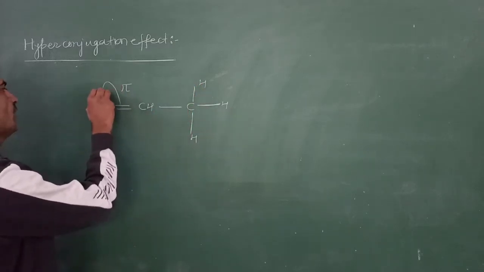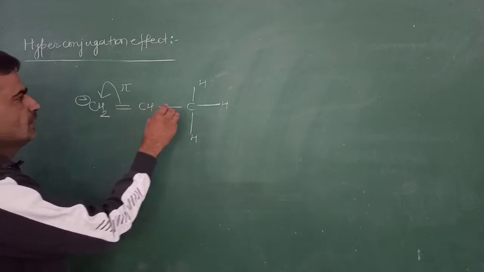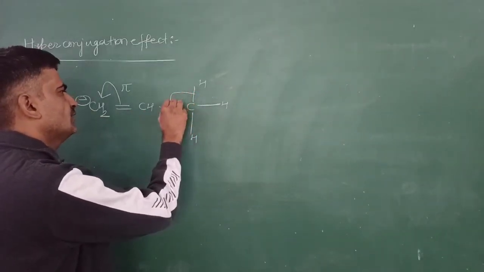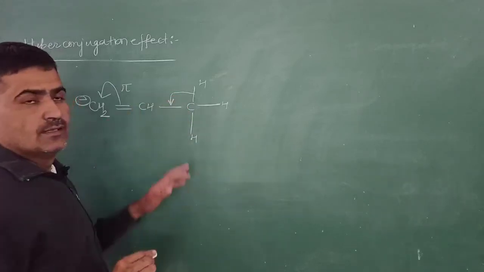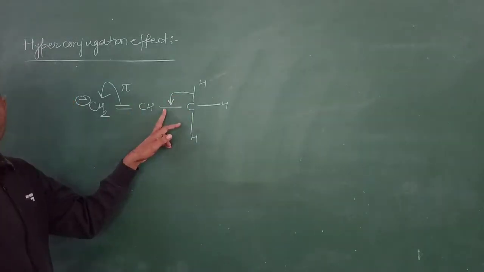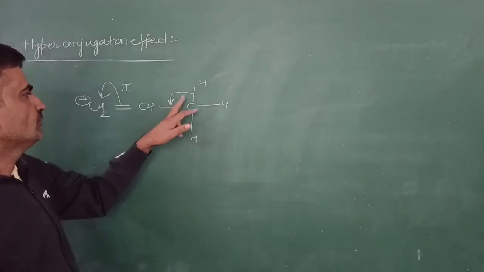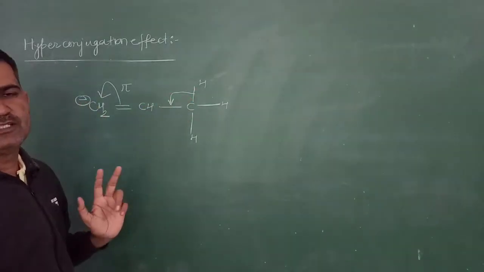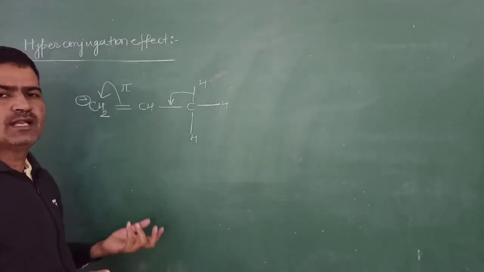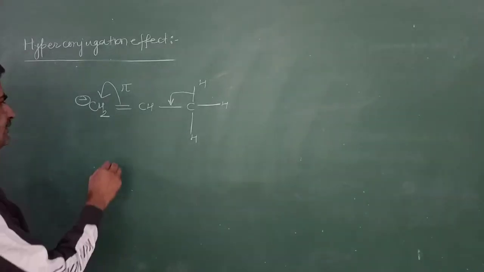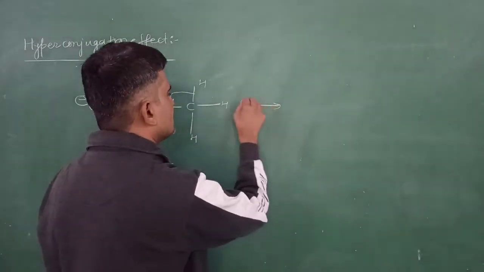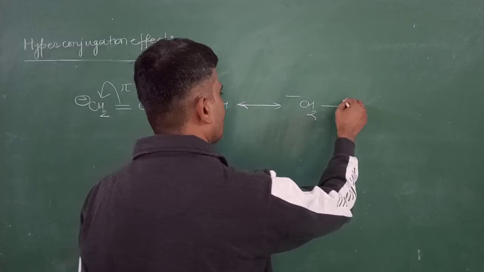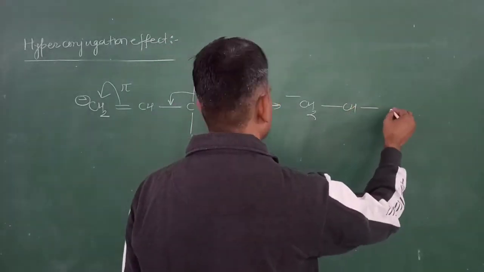The electron will transfer here, this becomes negatively charged, and the electron from this sigma bond is transferred to this carbon. This involves the movement of sigma-pi electrons. This is the sigma-pi electron movement, and it forms a resonating structure just like this. This is a type of resonance.